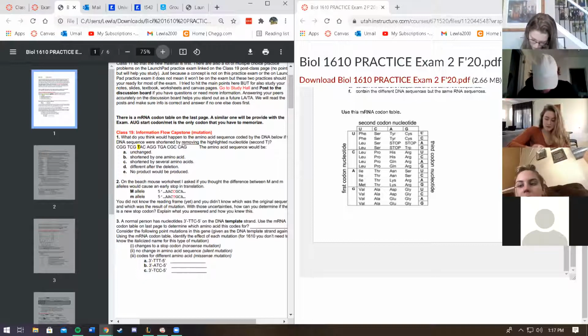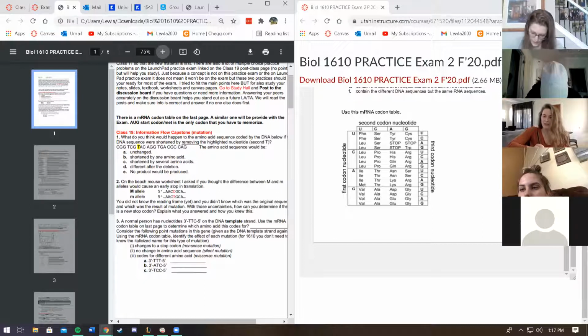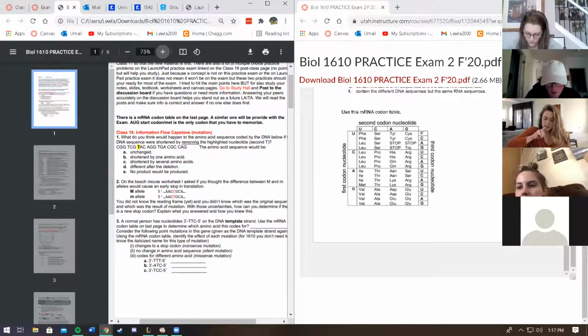Yeah, so for B and C, B is GAU, right? Yeah. And then C is GGU. Yeah, but then GGA. I think they're all missense mutations, because none of them change to a stop codon. They could be something else, but I don't think they are, because it's not like they're the same sequence.